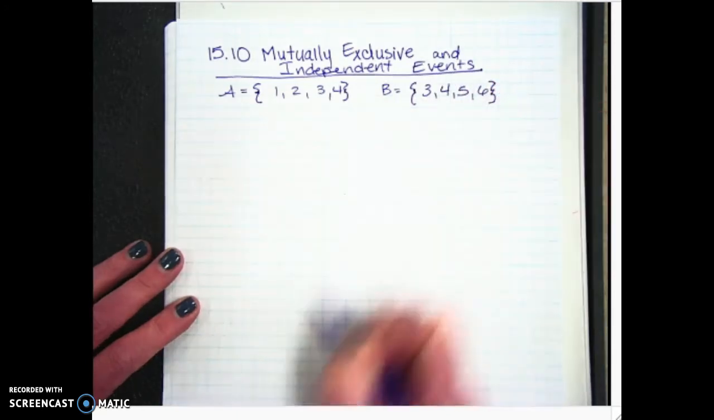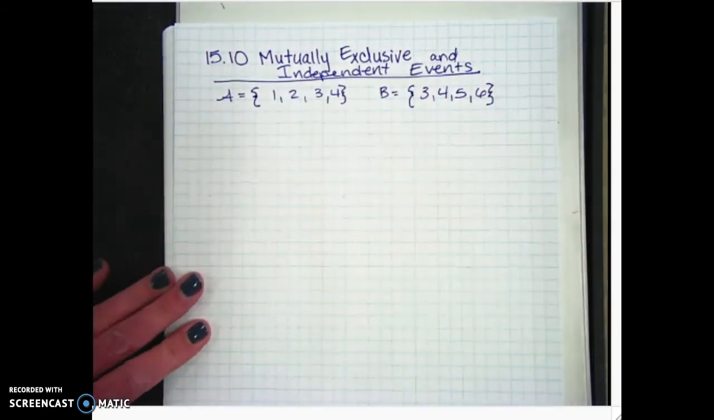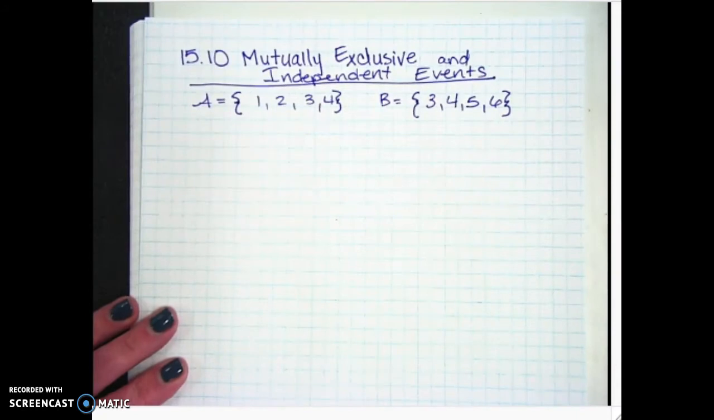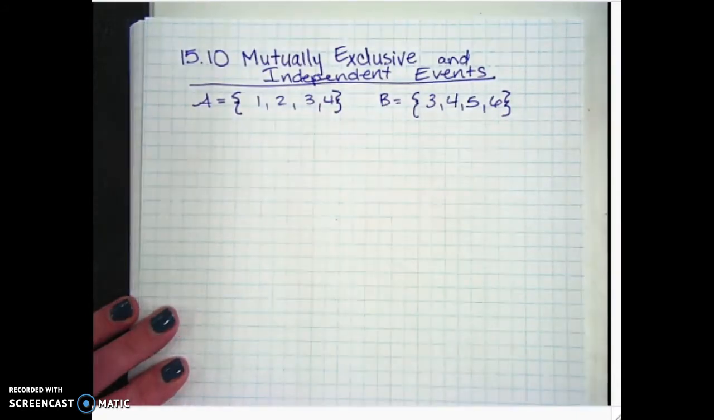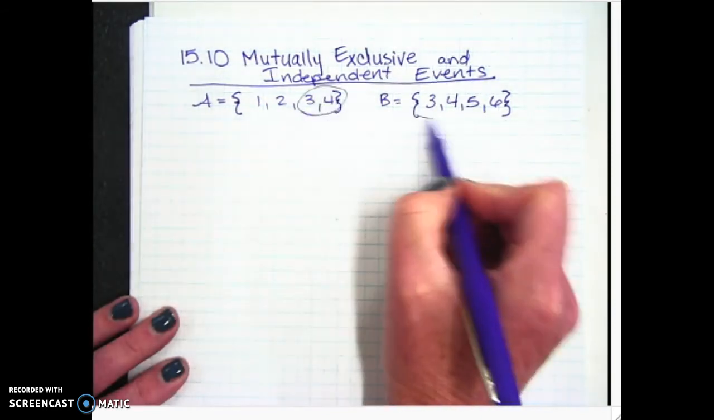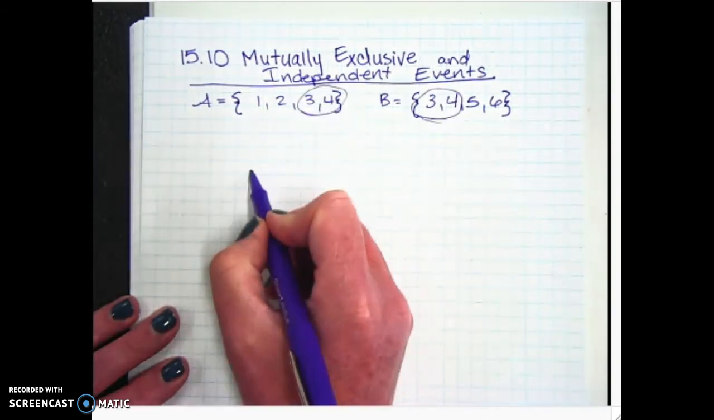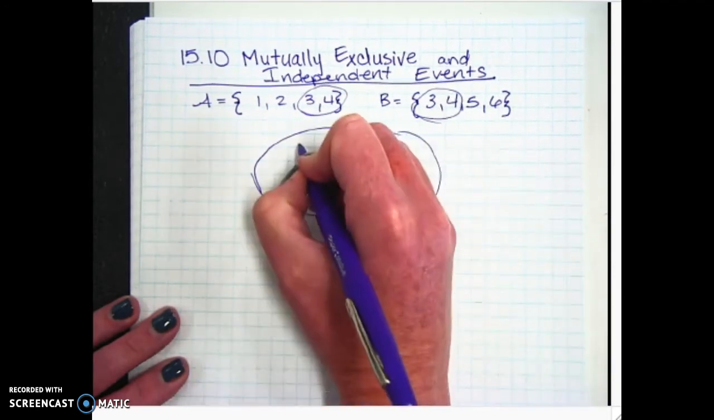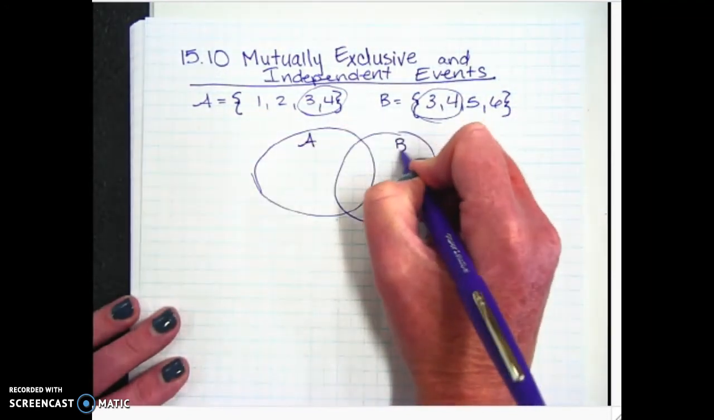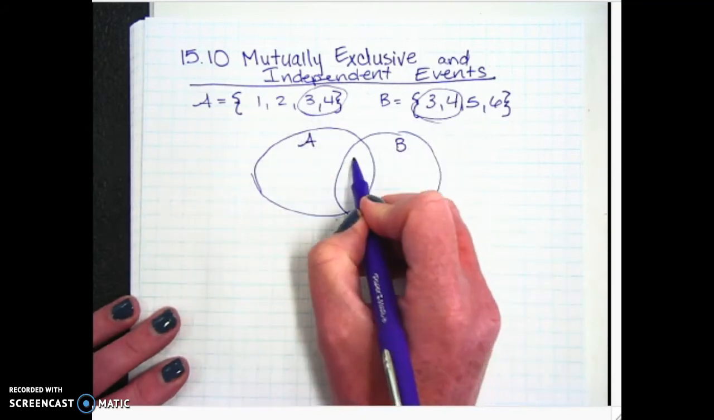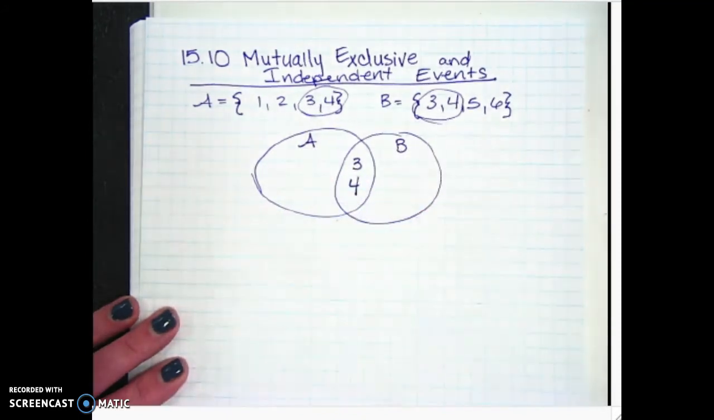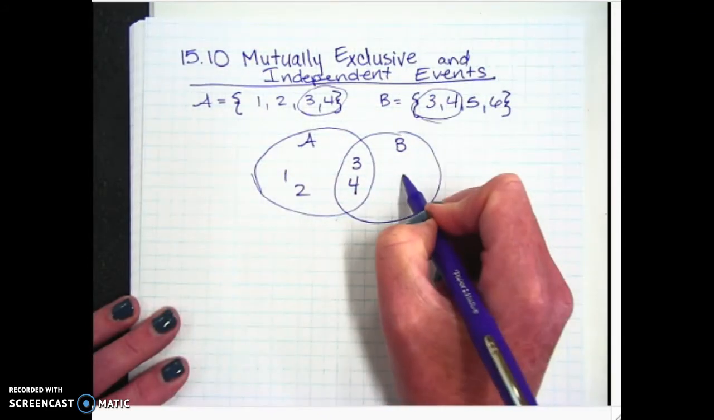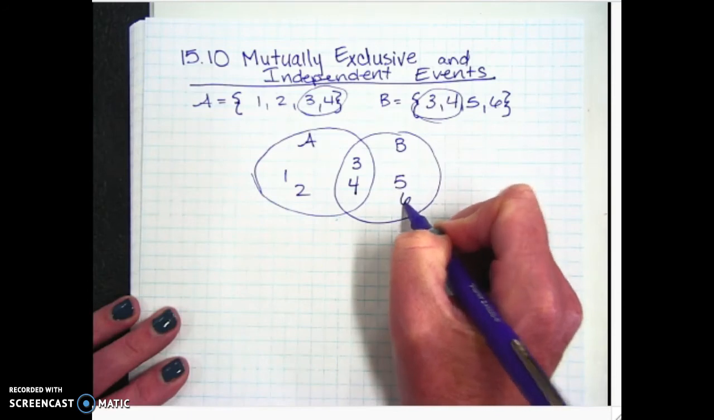If you were to put that in a Venn diagram, you would look for what? The similarities of the picture. Right, what do they have in common? The 3 and 4. So if we draw two circles overlapping like that, we'll call this one A and this one B. 3 and 4 is in both. And then A also has 1 and 2, and B also has 5 and 6.